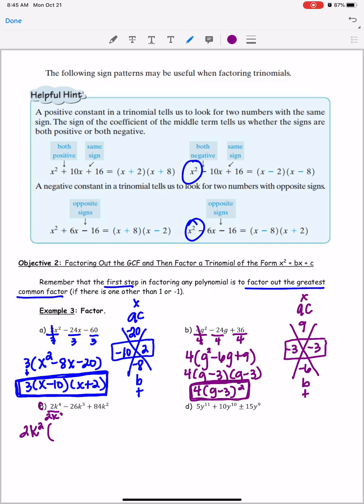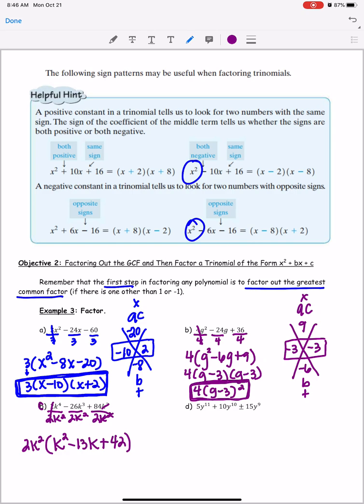So here, let me move that down a little bit. Okay, when I divide this one by a 2k squared, my 2's cancel. And then k to the fourth divided by k squared. When you divide exponents, you subtract them. So 4 minus 2 gives me a k squared. The whole goal is to have a k squared there. Divide this one by a 2k squared. Negative 26 divided by 2 is negative 13. K cubed over k squared, subtract, that's going to leave me with 1k. And then divide this one by a 2k squared. 84 divided by 2 is 42. And then my k squared and k squared cancel, so we have no k left there.